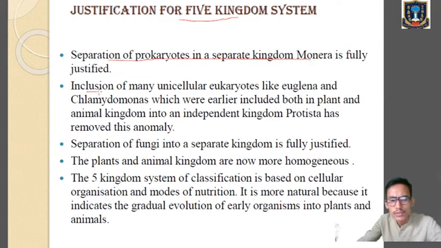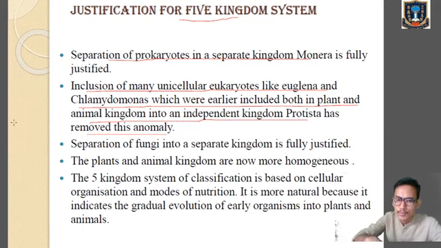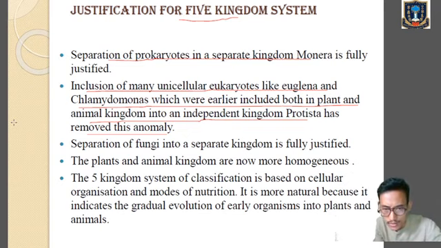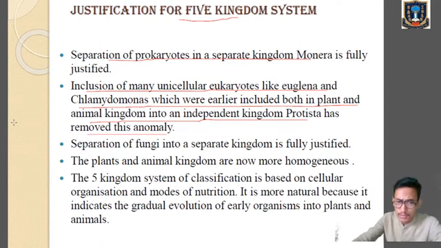Then inclusion of many unicellular eukaryotes like Euglena and Chlamydomonas, which were earlier included both in plant and animal kingdom, into an independent kingdom Protista has removed this anomaly. It's saying that Euglena and Chlamydomonas were earlier placed in both plant and animal kingdom, but now they have been grouped into the separate kingdom, that is unicellular eukaryotes, that is Protista.